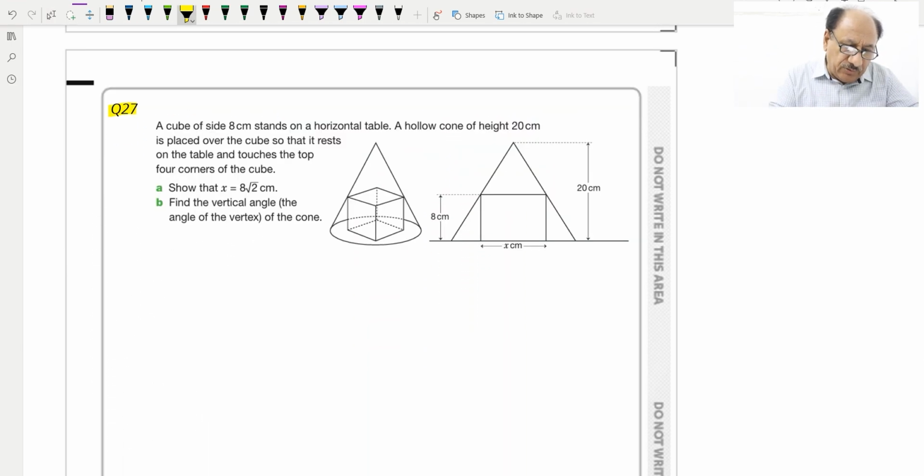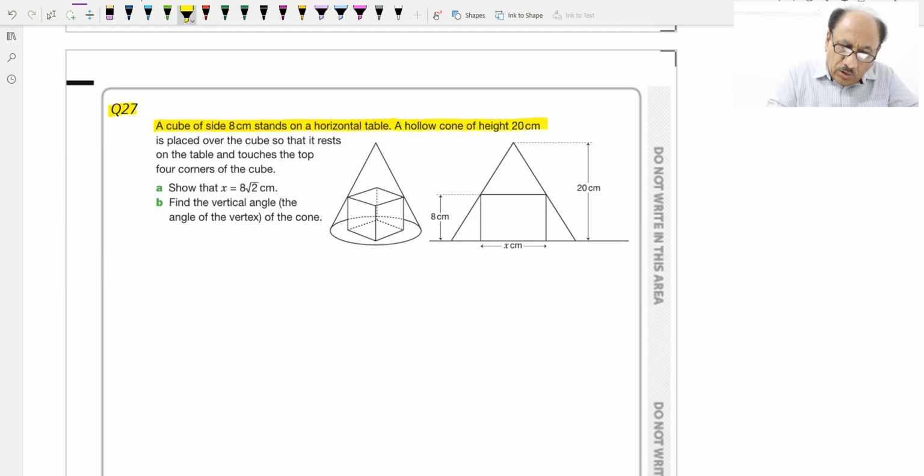Question 27. This is a little harder question, a tough, challenging question, so you will have to be focused on this. A cube of side 8 centimeters stands on a horizontal table. This one is the horizontal table on which the cube is placed.